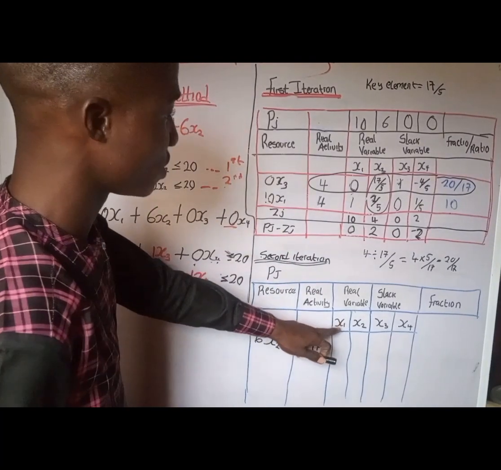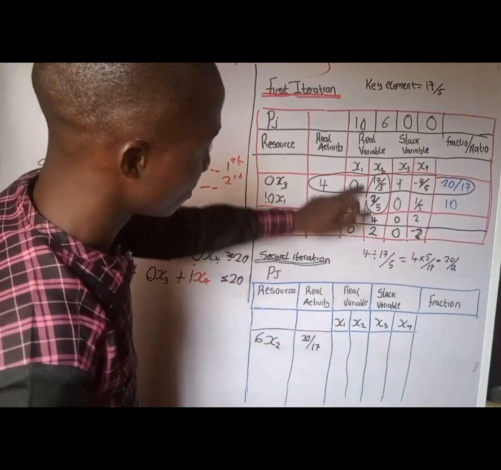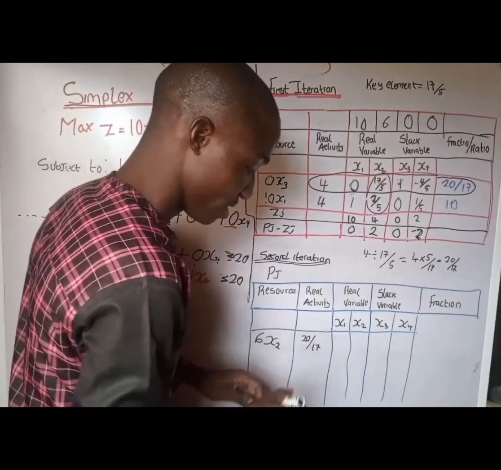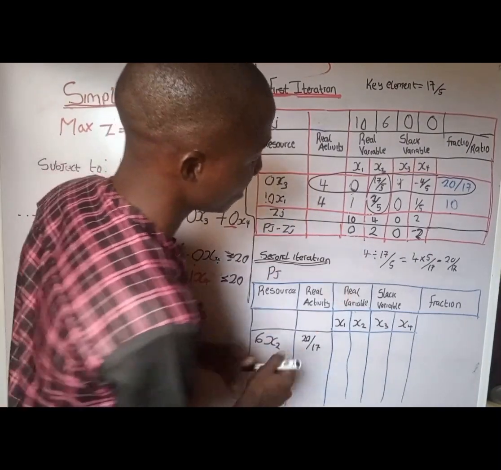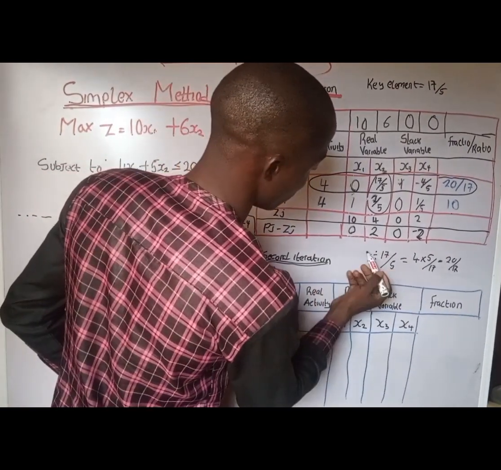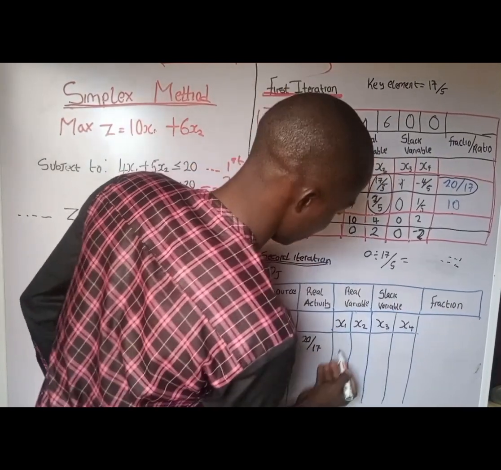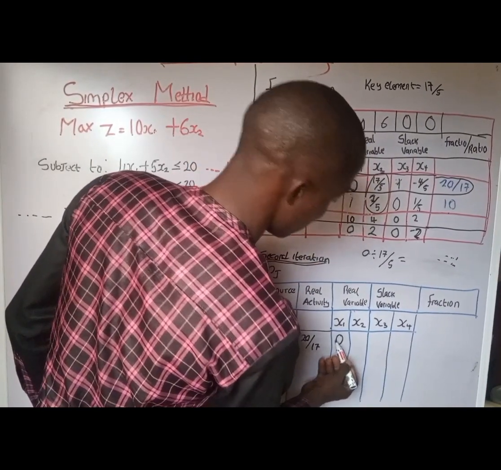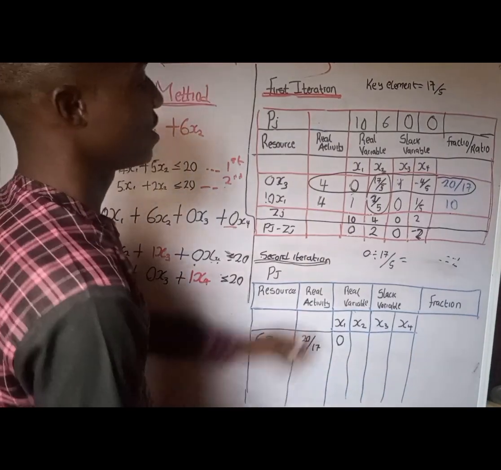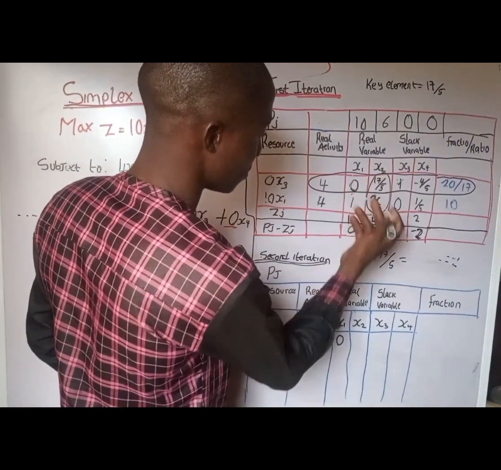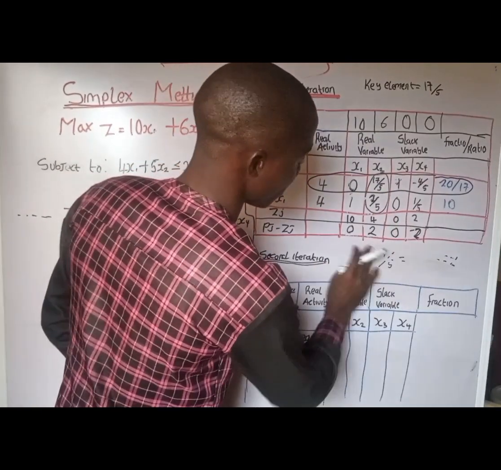So for the next one, for the x1, I have 0. So 0 divided by 17/5 will give me 0. So this one is 0. And for the x2, 17/5 divided by 17/5. Yes, I'm going to divide by itself.